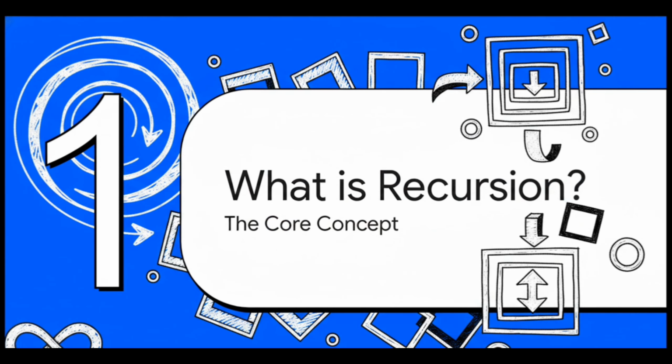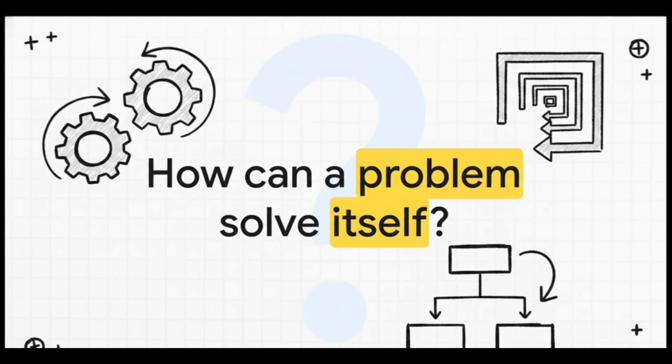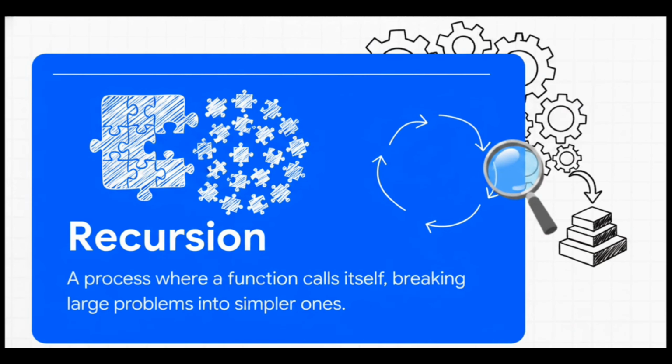Starting with Section 1, what is recursion? Let's kick things off with a fundamental paradox that makes this whole thing so notoriously confusing for beginners. So how can a problem solve itself? Just think about that for a second. In standard programming, a function typically executes a set of instructions from top to bottom, and then, well, it finishes. But what if a function actually calls itself from inside its own body before it's even finished its first task? Well, that's recursion. It's simply a process where a function calls itself, either directly or indirectly.